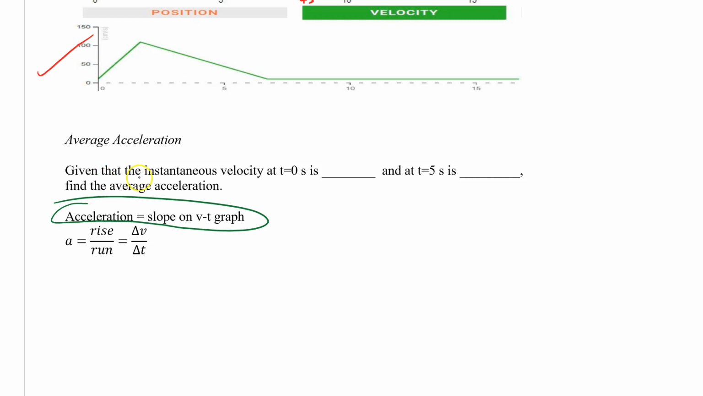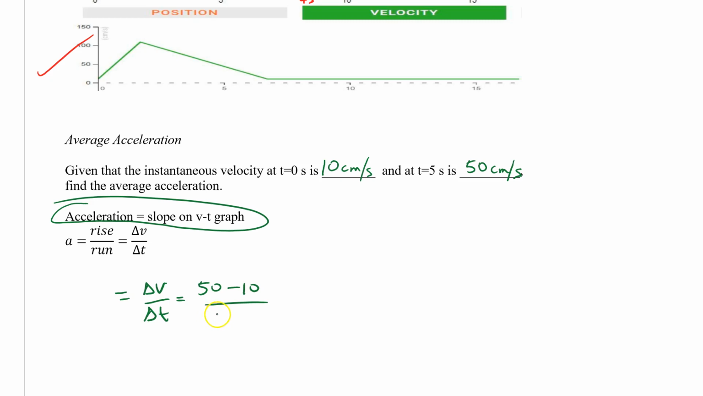So given that the instantaneous velocity at time equals 0 was 10 centimeters per second, and at time equals 5, well, let's go with 50 centimeters per second. Let's keep it kind of easy. Find the average acceleration. So the acceleration is going to be equal to the change in the velocity divided by the change in time. How much did our velocity change by? Well, change is always the second one minus the first one, so 50 minus 10. Because it ended up being at 50 centimeters per second, it started at 10.